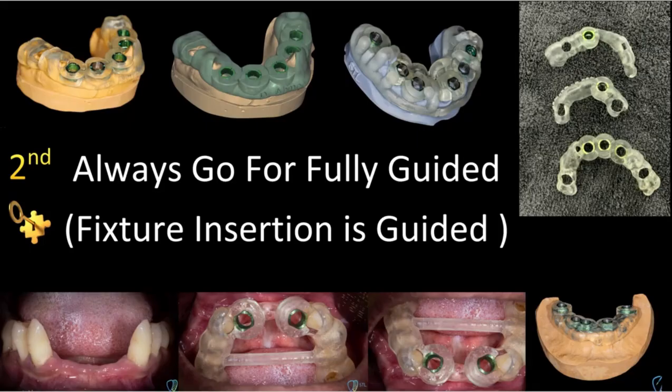Okay, our second key is related to the first one. In other words, to translate your planning from virtual to reality, you should always go for fully guided surgical guides, not just guided. This guarantees that your implants will be placed in the exact planned implant position. Fully guided means that not only your osteotomy beds are created through the guide, but also fixture placement is completely under control by the guide. And this is very critical, especially in immediate implant placement cases.